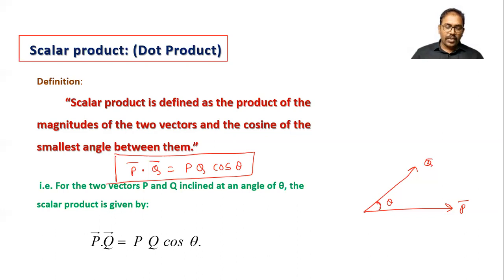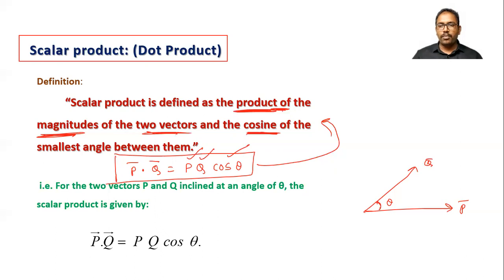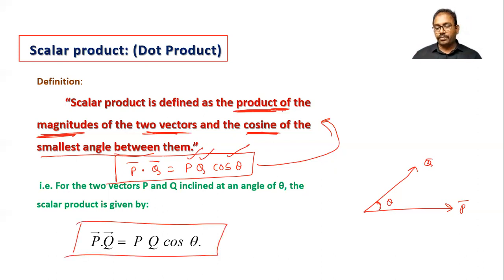So listen here, this formula you have to write in words. It is defined as the product of magnitudes of two vectors and cosine of the smallest angle between them, and it is called the scalar product. The full form of cos is cosine. So you remember what the scalar product is. Now we can write it this way, the same as I have written here.